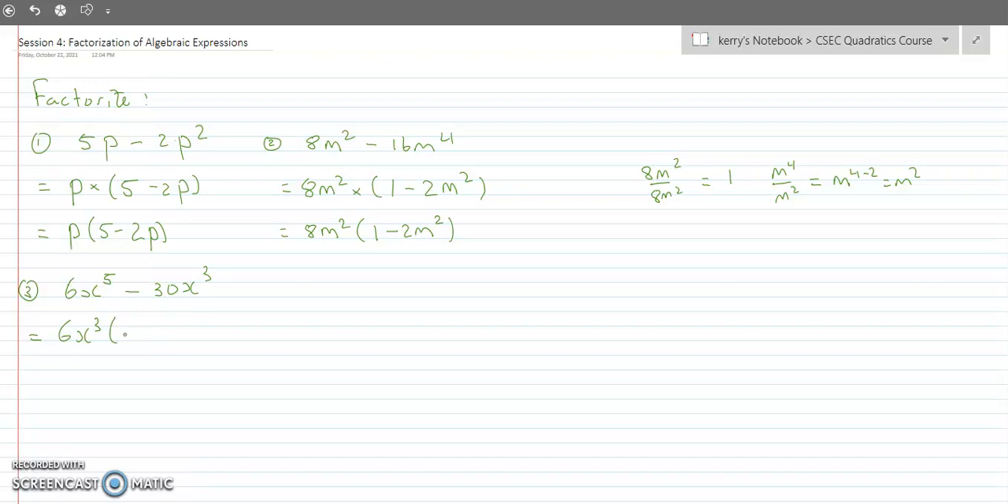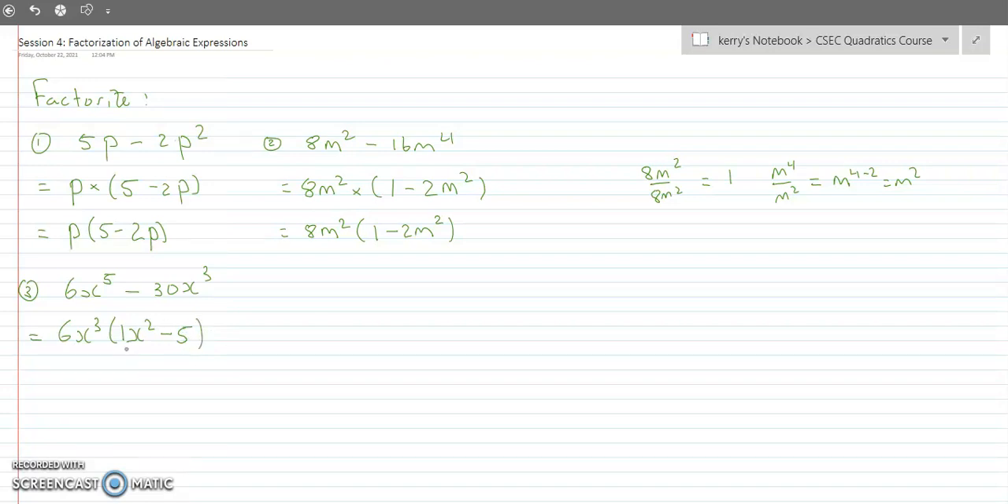So 6 divided by 6 is 1. X fifth divided by x cubed is x squared. Minus 30 divided by 6 is 5. X cubed divided by x cubed is 1. But you don't need to write that 5 by 1, because 5 by 1 is 5. And that's the answer there.